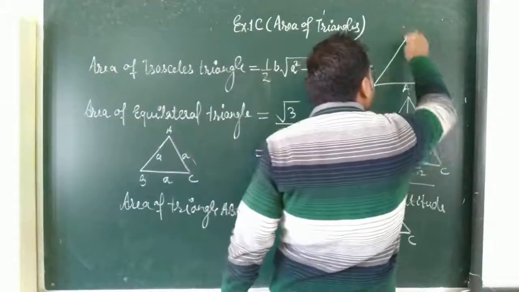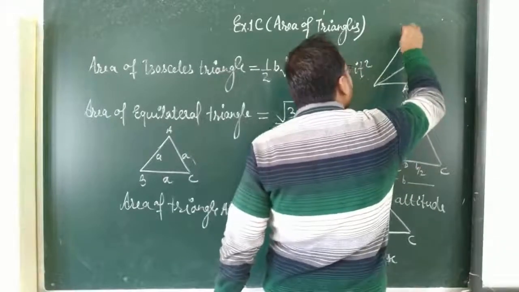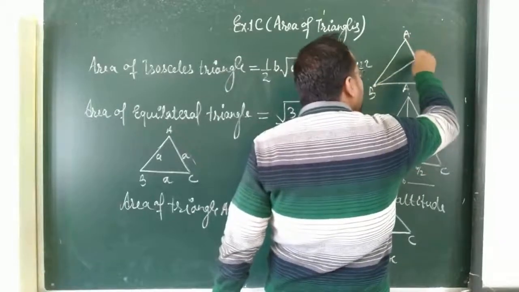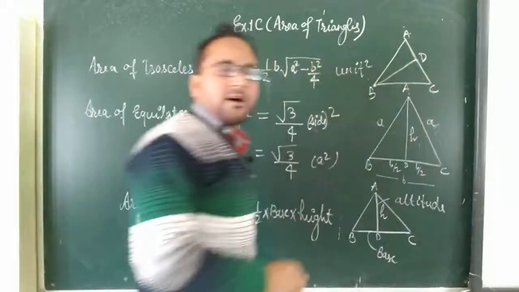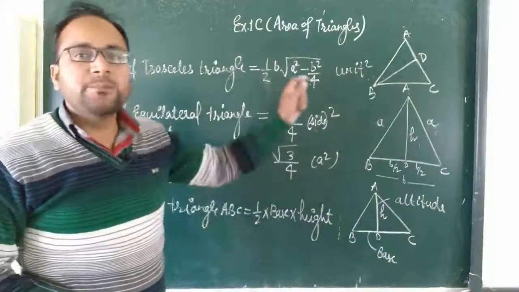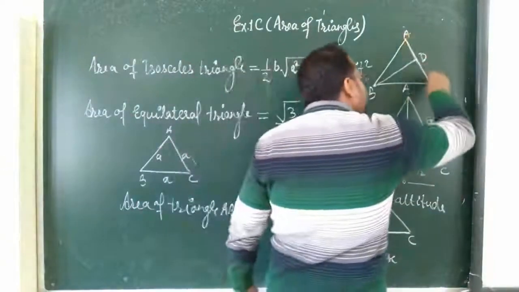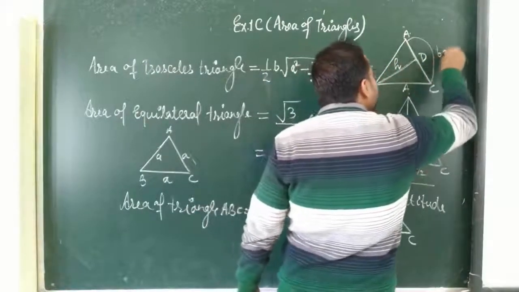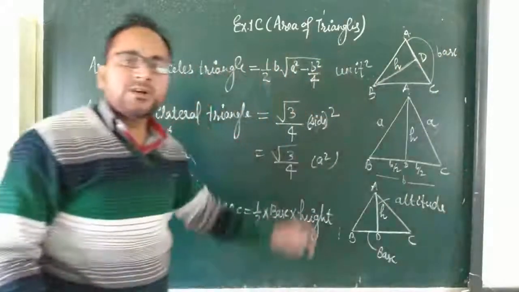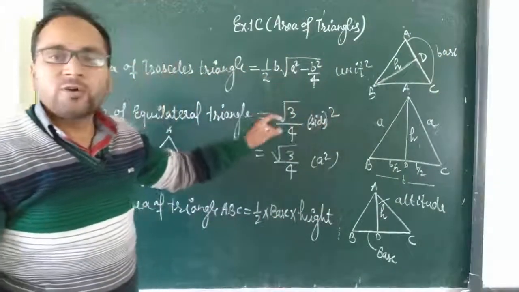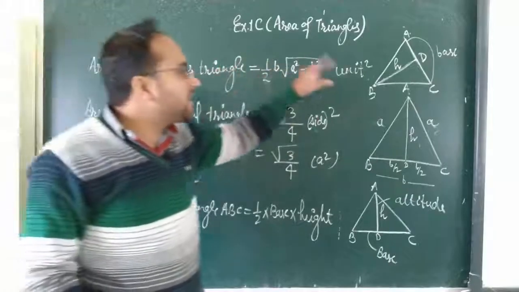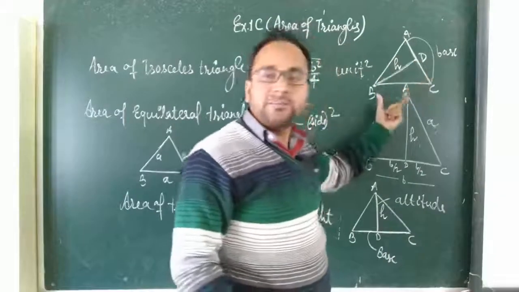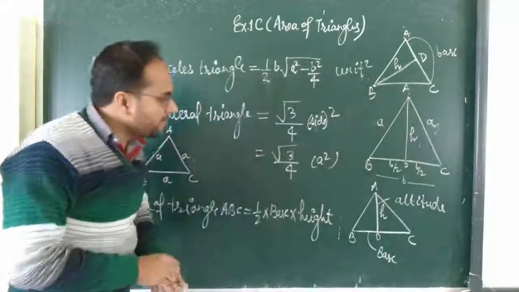Suppose your triangle is this one, and I have drawn the perpendicular from B, the opposite vertex of side AC. BD is that perpendicular. So in this case AC is the base and BD is the height. The formula is the same, 1 by 2 base multiplied by height. In that case you will take the base AC; you cannot take the base BC. So you can remember this, students.